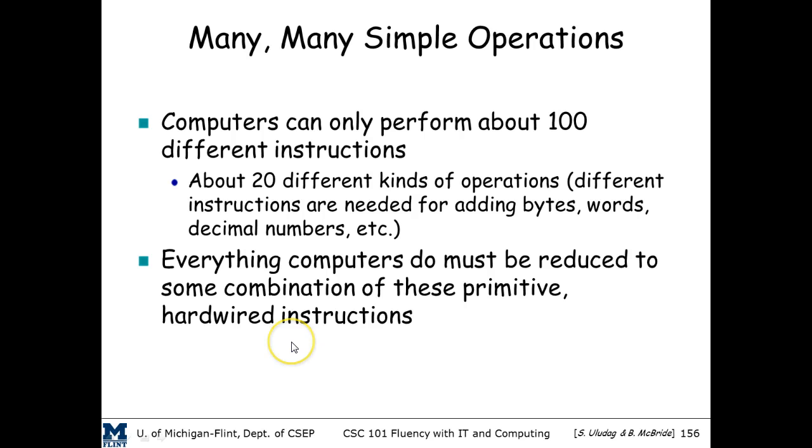So computers actually can only perform about 100 different instructions. These are referred to as primitive instructions. And all computers, no matter how sophisticated the software they're running is, break down into these small, about 100 instruction primitives. And that's pretty amazing when you think about all the different things that computers can do.